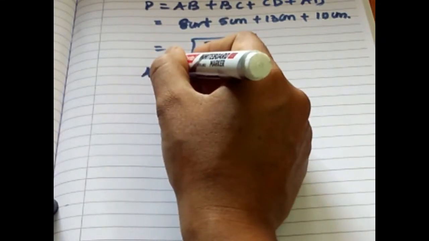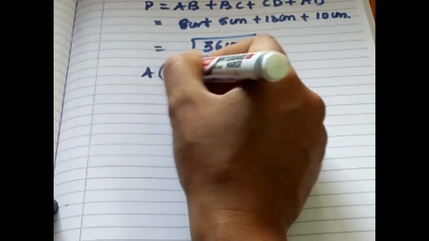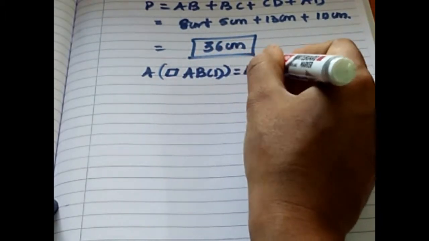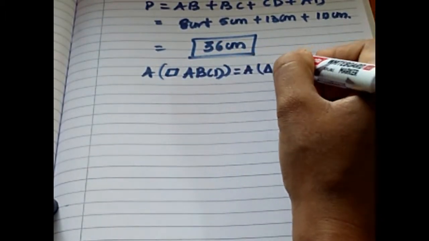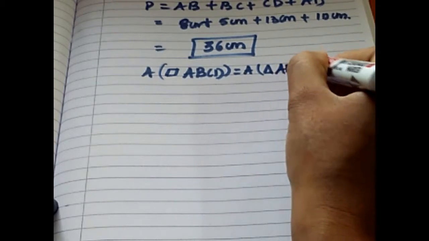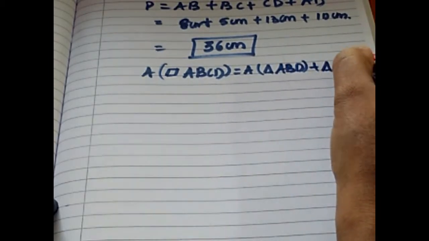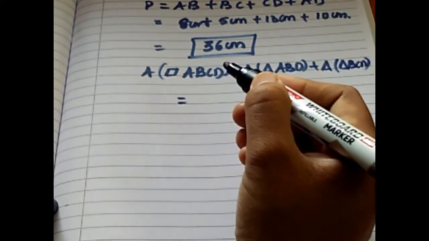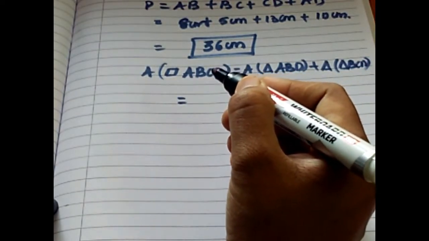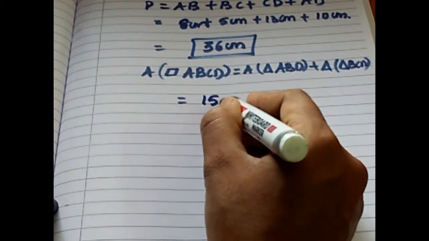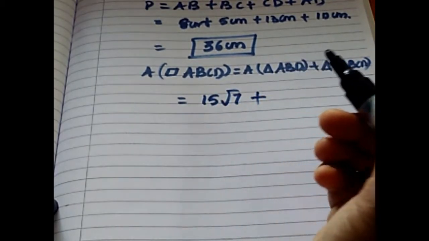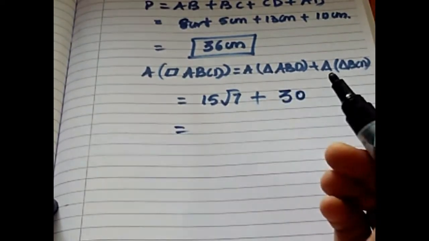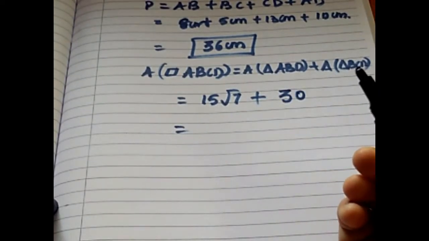Now next is area of quadrilateral ABCD, that is equal to area of triangle ABD plus area of triangle BCD. So area of triangle ABD we have calculated in the second step, that is 15 root 7, and area of triangle BCD we have calculated in the first step, that is equal to 30 square centimeter.